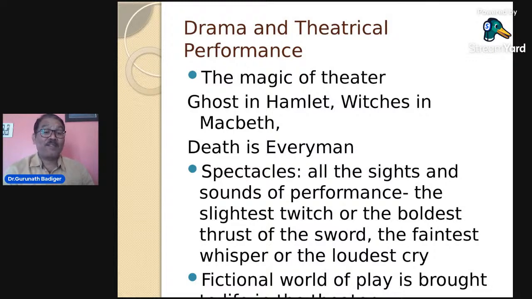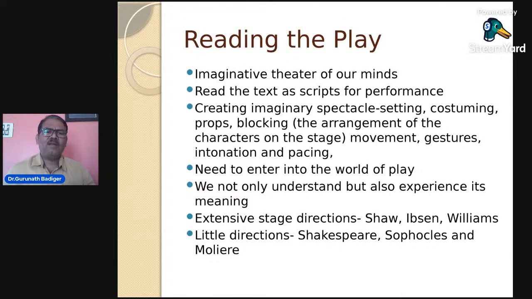So teachers should know the magic of theater, the ghost in Hamlet, witches in Macbeth, death in Everyman. Spectacles happen in drama, and one should have a knowledge of theater while teaching drama.